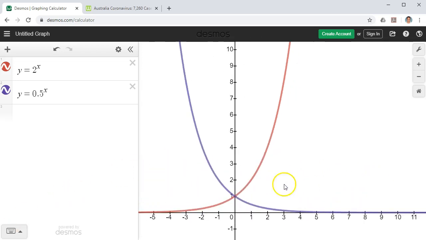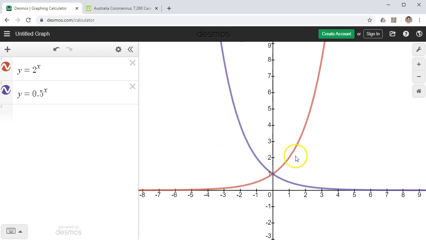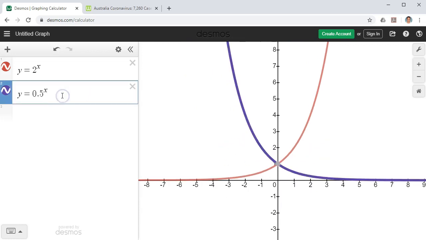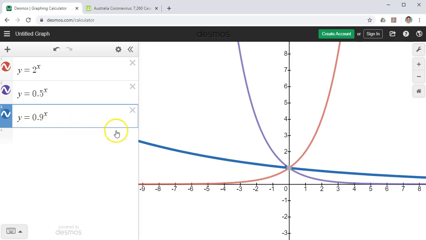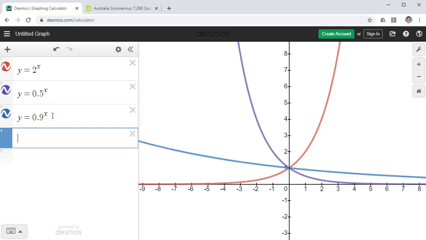Now, I'd like to explore what happens if we put some other decimals in. Some things other than 0.5. Let's try 0.9 to the power of x. And what we notice is that it's quite flat, this curve. Much flatter than the one that had an a value of 0.5. And one thing you'll notice is that as you approach 1, your curve will become flatter each time.